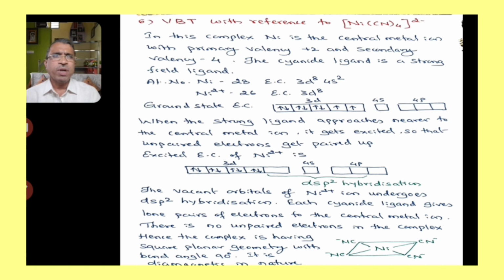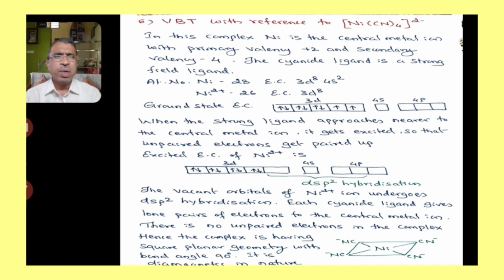Its electronic configuration becomes 3d8. Ground state electronic configuration shows that nickel 2 ion contains 2 unpaired electrons. When the strong ligand, that is the cyanide, approaches nearer to the central metal ion, it gets excited so that unpaired electrons get paired up. The excited electronic configuration of nickel gives all the 8 electrons paired up and it undergoes dsp2 hybridization.